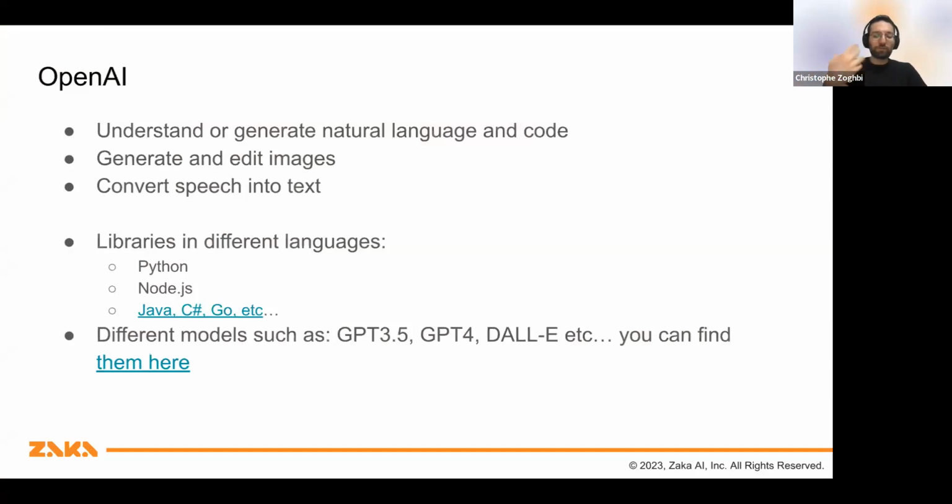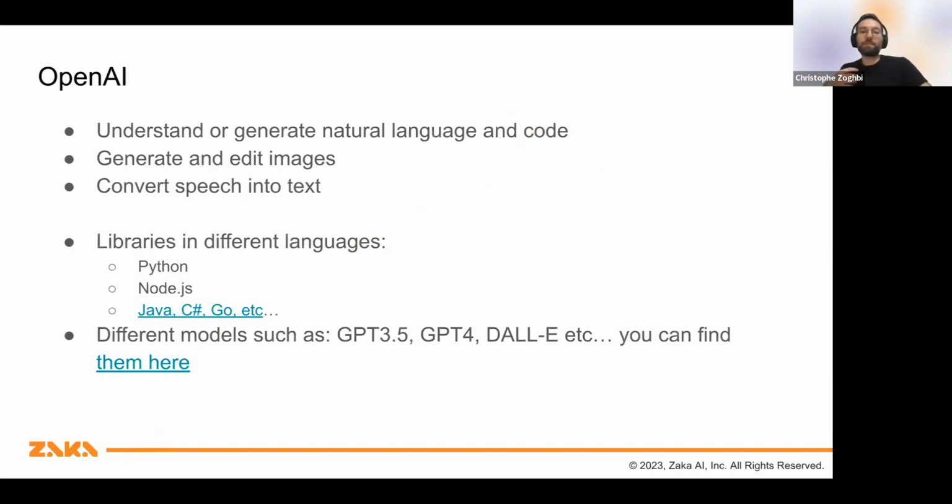So if you'd like to use GPT models in your application, you can use their APIs, and basically they give you the option to understand or to generate natural language and to generate code as well. So you know that you have LLMs that can write code. You can also create or generate images with them. They have a model called DALL-E that creates images, and they also have a speech-to-text model that can convert or transcribe speech into written text.